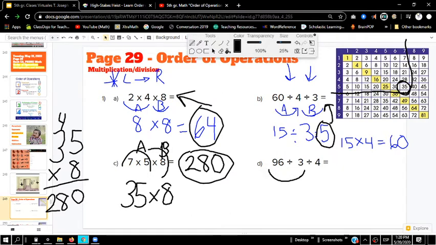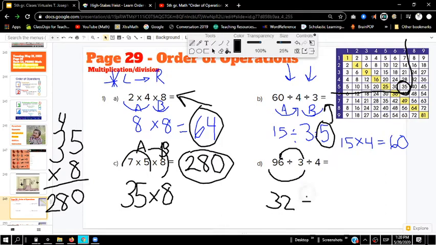96 divided by 3 is a little bit more difficult, but we can do it. I know that 3 goes into 9 3 times. Actually, that was 3 goes into 90 3 times, and 3 goes into 6 2 times. So 96 divided by 3 is 32.